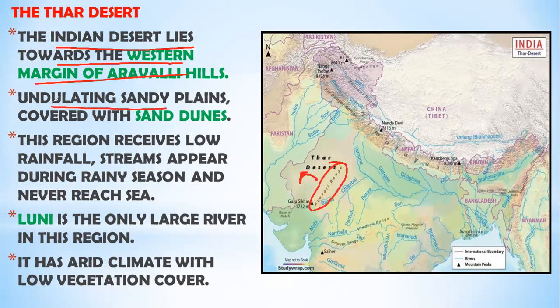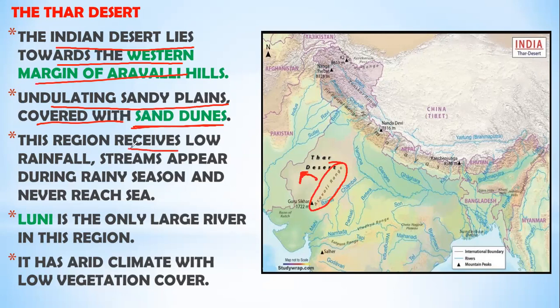It has undulating sandy plains. Since it is a desert, the whole of area is covered with sand and a feature called sand dunes is formed in these areas. Well, sand dune is a small hill of sand, a very common feature found in desert areas. And these are not stagnant. They keep on moving due to the wind.